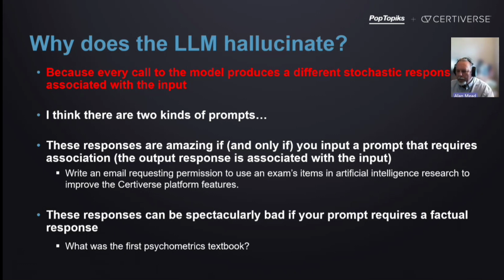So why do large language models hallucinate? Because that seems to not be perfectly clear to people who use them. And I just told you why. Because every call to the model produces a different stochastic response. Stochastic in this case, you could translate as random. It produces a different random response associated with the input.